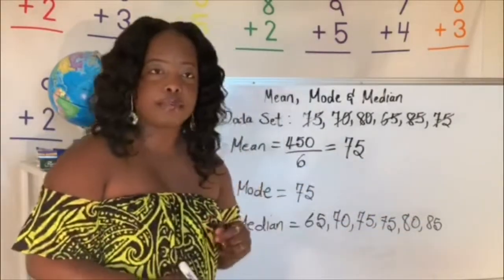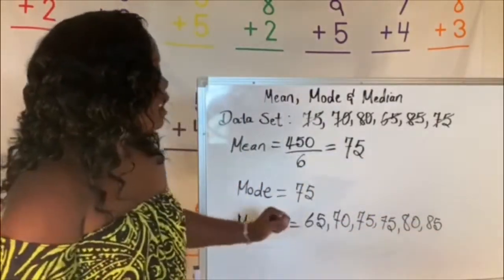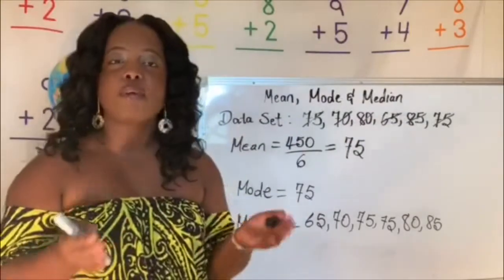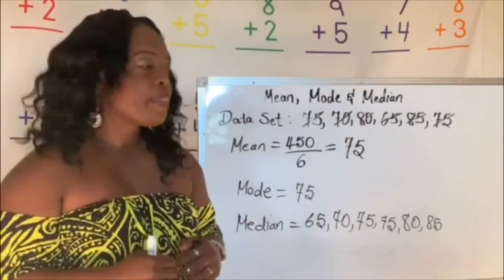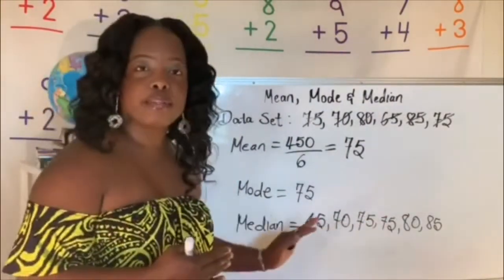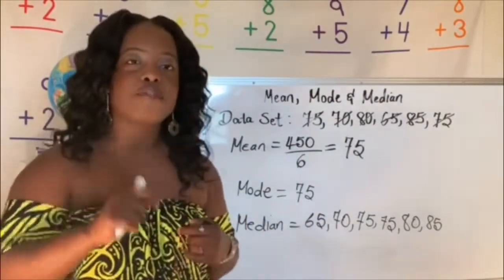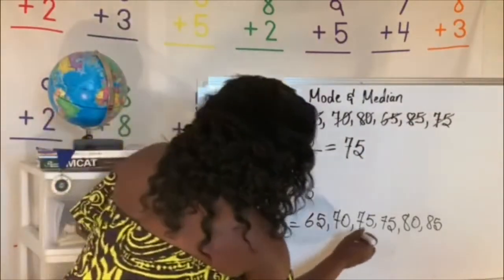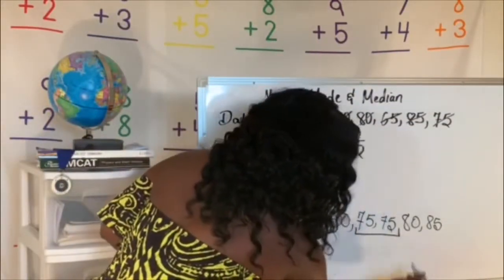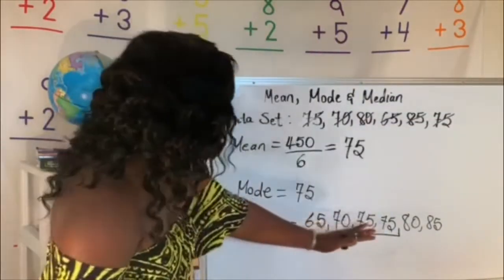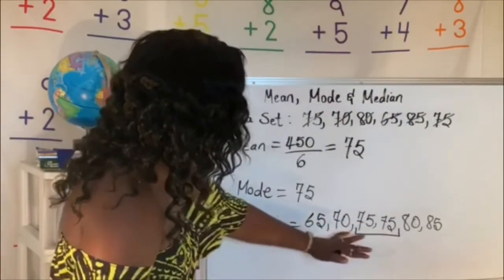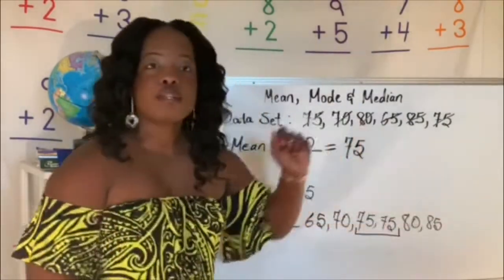That is our order. Now, what we have to do is select that number that falls in the middle of our data set. And recall that we have 6 numbers. So because we have an even set of numbers, we're going to have 2 numbers that fall in the middle. In this case, we have the 2 75s that fall in the middle. And if you notice, to the left of our data set, we have 2 numbers. To the right, we also have 2 numbers.